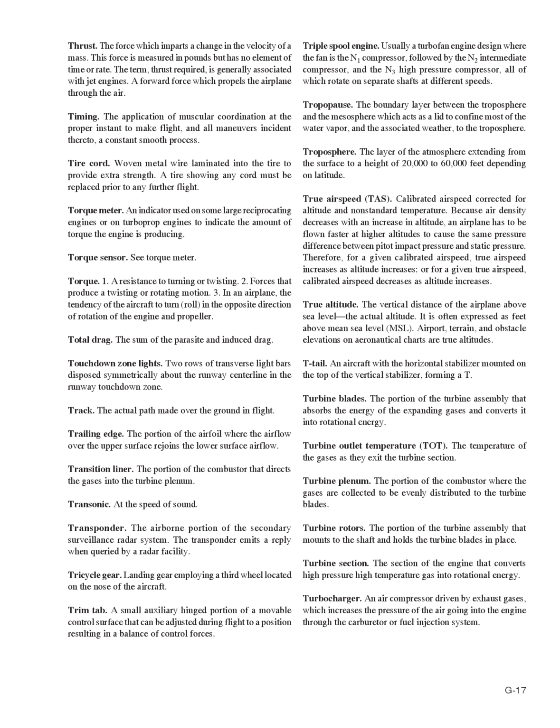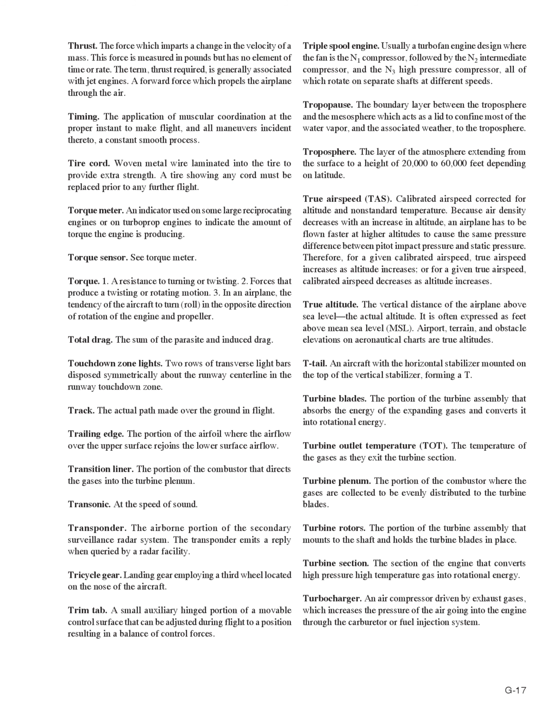latitude. True airspeed, TAS. Calibrated airspeed corrected for altitude and non-standard temperature. Because air density decreases with an increase in altitude, an airplane has to be flown faster at higher altitudes to cause the same pressure difference between pitot impact pressure and static pressure. Therefore, for a given calibrated airspeed, true airspeed increases as altitude increases, or for a given true airspeed, calibrated airspeed decreases as altitude increases. True altitude.